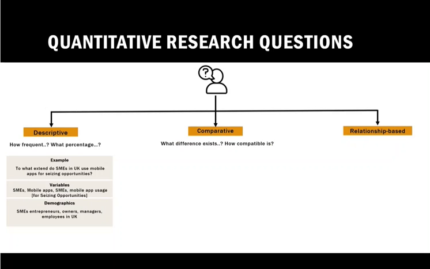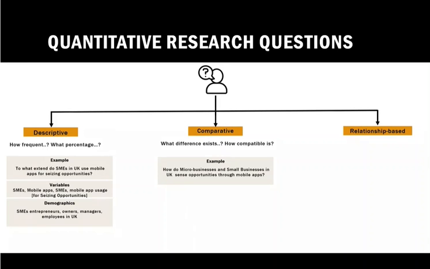Okay. So in terms of comparative research questions, there's a clear comparison between at least two variables. So you ask questions like, what difference exists between A and B? How compatible are A and B with C, or something. And an example could be, how do micro businesses and small businesses in the UK sense opportunities through mobile apps? So in this situation, you have made some kind of assumption that the way micro businesses and small businesses in the UK sense opportunities using mobile apps perhaps will be different based on whatever factor.